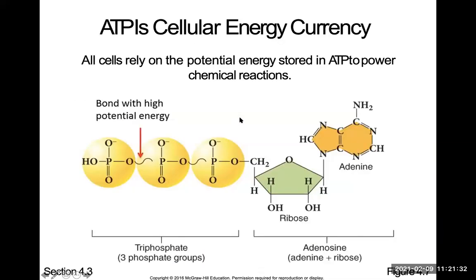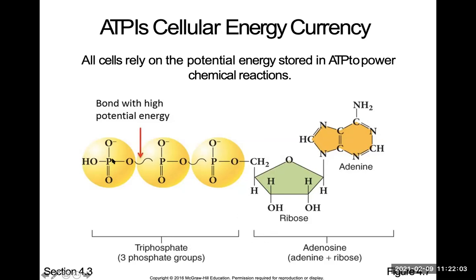Okay, this is a review slide again. ATP, we know that it stands for adenosine triphosphate. It's the currency for energy. So when this phosphate bond breaks, it's going to release energy. There's potential energy here. It has stored energy. When it breaks, it's going to release energy.